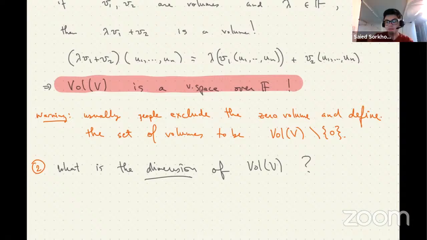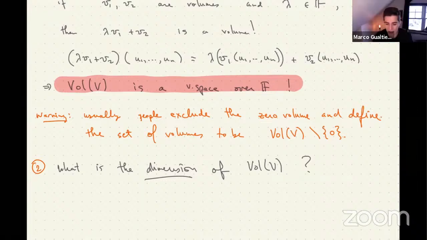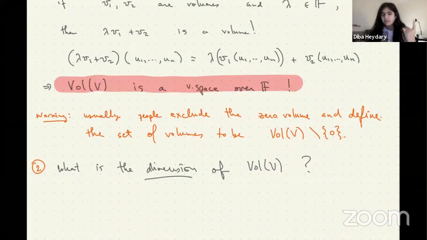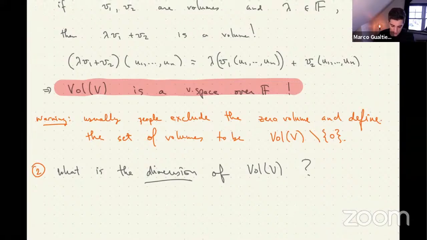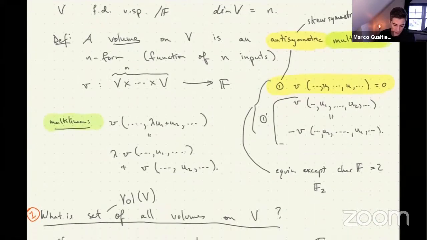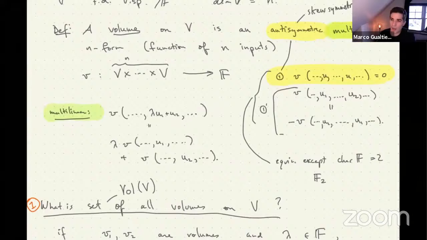Yeah, Diba? Is it just one? Why? Well, they're all just scalars in the field, and as soon as you have one of them, you can just take a scalar multiple and get any other one of them. But why? I mean, they're not scalars in the field, right? The result of if you plug in a bunch of vectors, then the result is a scalar, but the volume is a map from V cross V cross V to F, right? So how do you know that one volume is just going to be a scalar multiple of another?